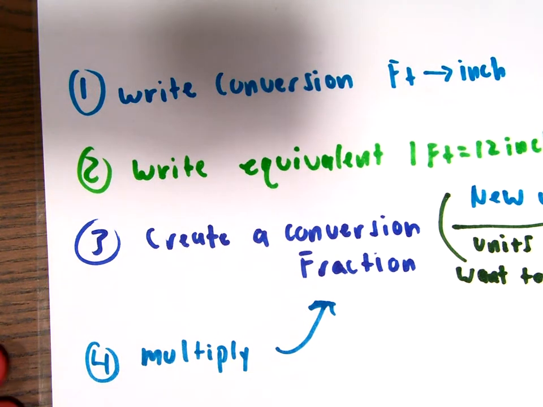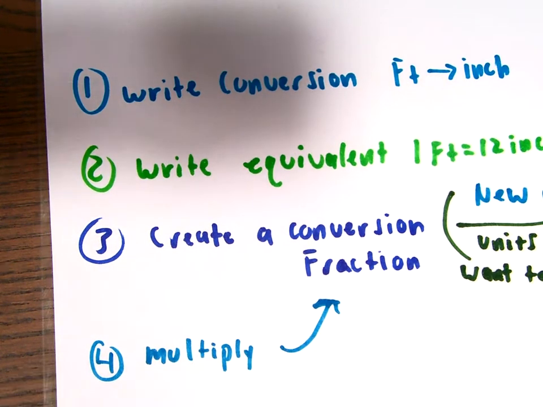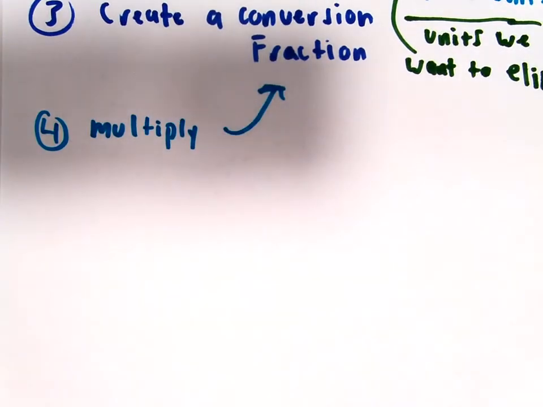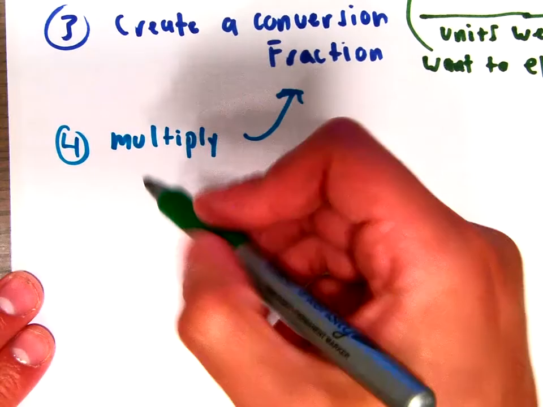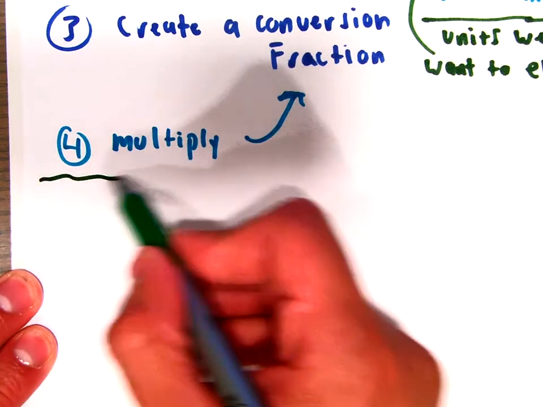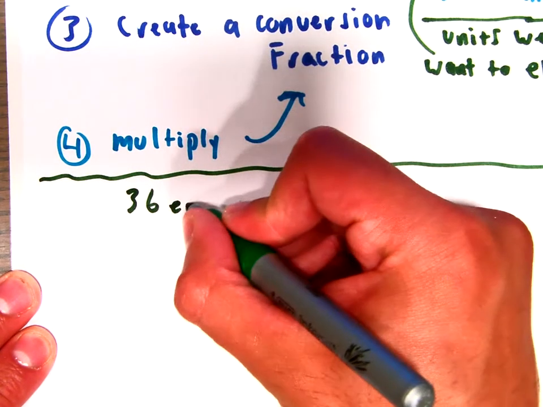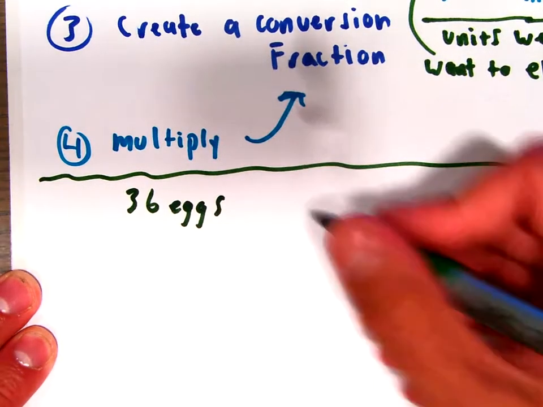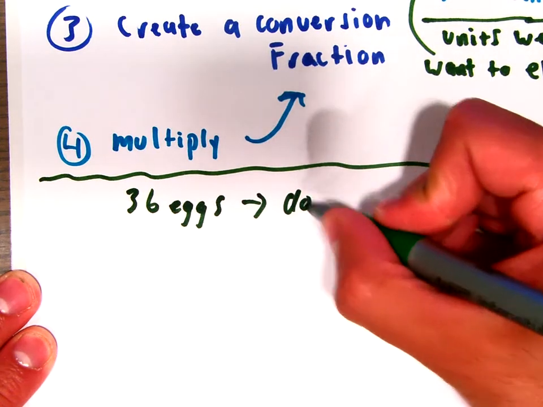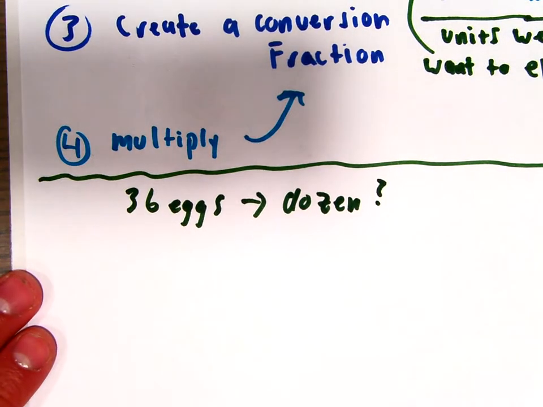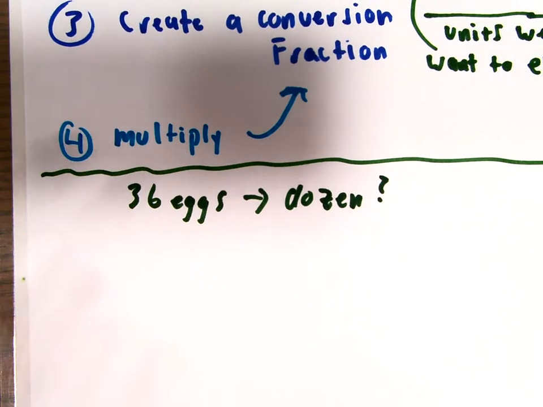Let's say I have an example which we've seen. I have 36 eggs, and I want to figure out how many dozens of eggs that is. Well, we know the answer, right? It's going to be 3. We know that 1 dozen and so forth. But I'm going to go through this process, because if you understand this process, then you can apply it to anything.